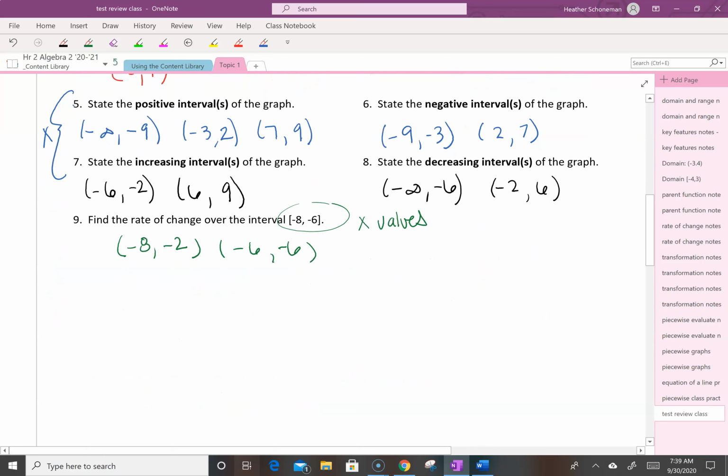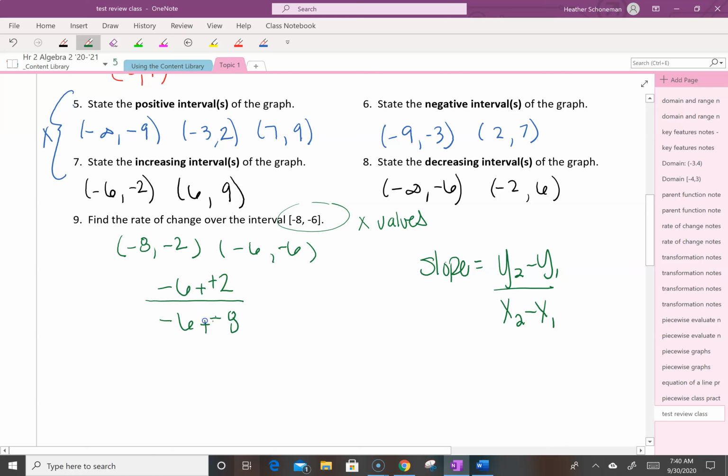Now that I have my 2 points, I'm going to plug it into the slope formula. So the slope formula is y2 minus y1 over x2 minus x1. So when I plug it in, I get -6 minus -2 over -6 minus -8. Minus a negative is plus a positive, so I get -4 over 2, which reduces to -2. This one happens to reduce, but they're not all going to reduce.